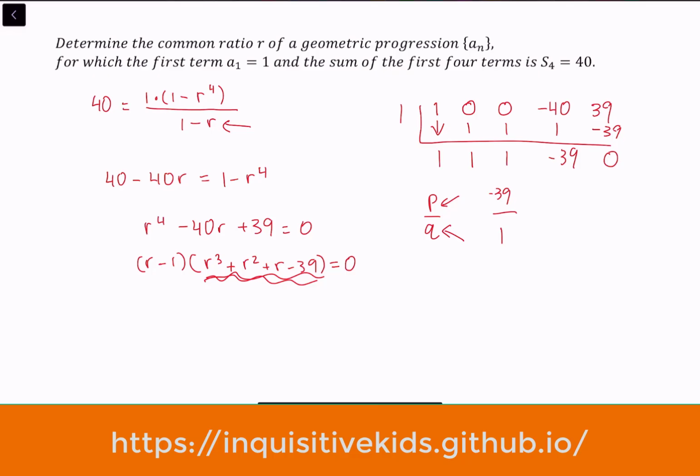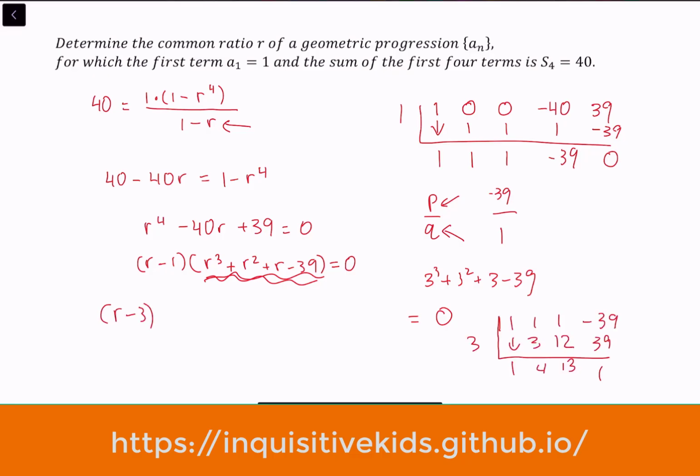So let's test out 3. We get 3 cubed plus 3 squared plus 3 minus 39. This indeed is equal to 0, which means r minus 3 is a factor. So we're left with r minus 3 times r squared plus 4r plus 13 is equal to 0.